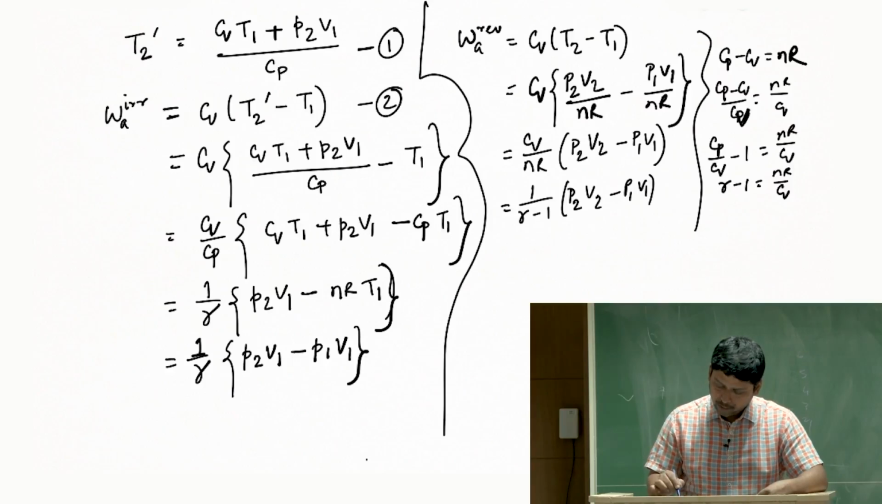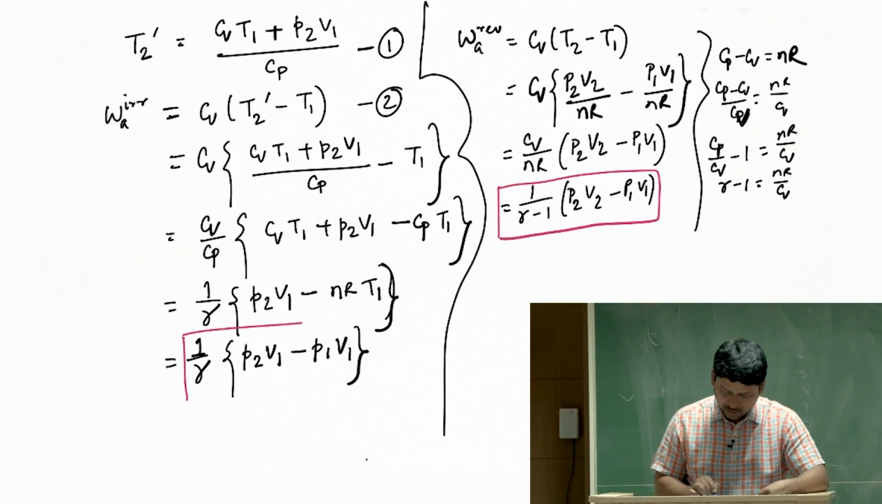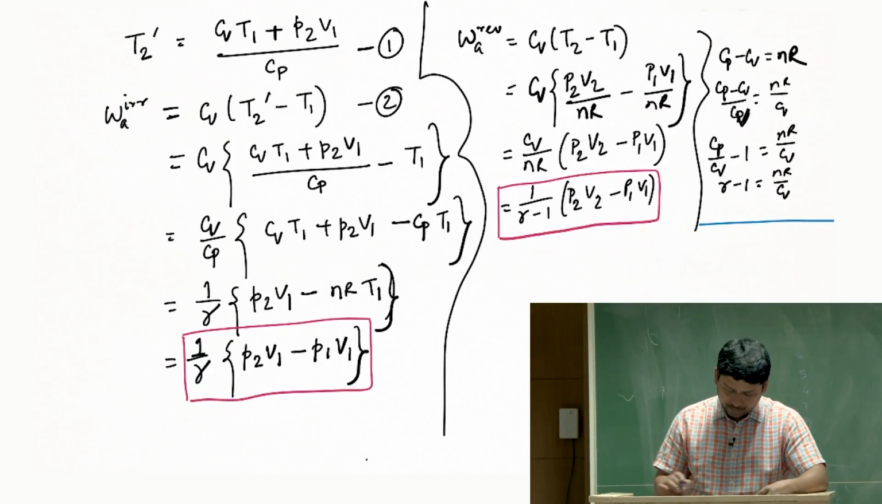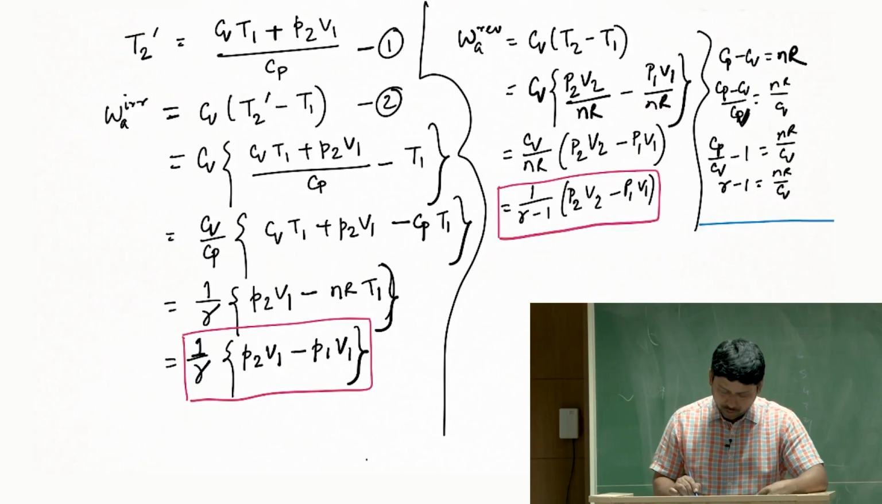Now, we have the expressions for the reversible adiabatic process and the irreversible adiabatic process. Now, let us compare between them and see which is more and which is less. Let us start with the irreversible adiabatic process. We see that the irreversible adiabatic work is 1 by gamma times (P2V1 minus P1V1).